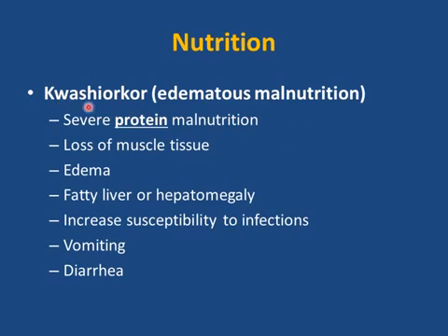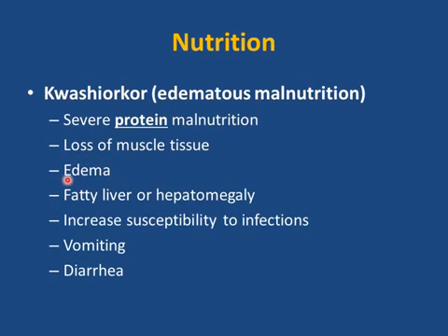Another classic example of severe malnutrition is kwashiorkor, edematous malnutrition. It is severe protein malnutrition with adequate carbohydrate intake. So they are fine with carbohydrate, but the problem is the protein. They have loss of muscle tissue, so they are wasted and thin. Also, their face is puffy and they look edematous.